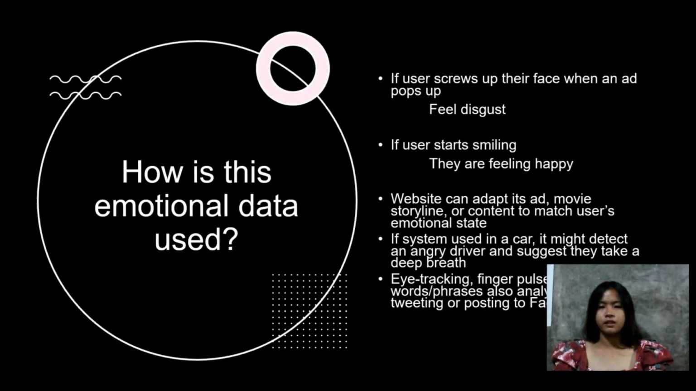How is this emotional data used? If a user screws up their face when an ad pops up, they feel disgust. If users start smiling, they are feeling happy. A website can adapt its ad, movie, storyline, or content to match users' emotional state. If the system is used in a car, it might detect an angry driver and suggest they take a deep breath. Eye tracking, finger pulse, speech, and word phrases are also analyzed when tweeting or posting to Facebook.